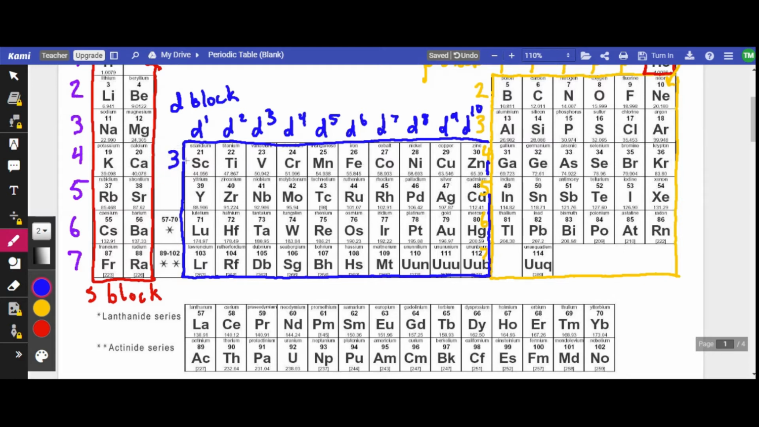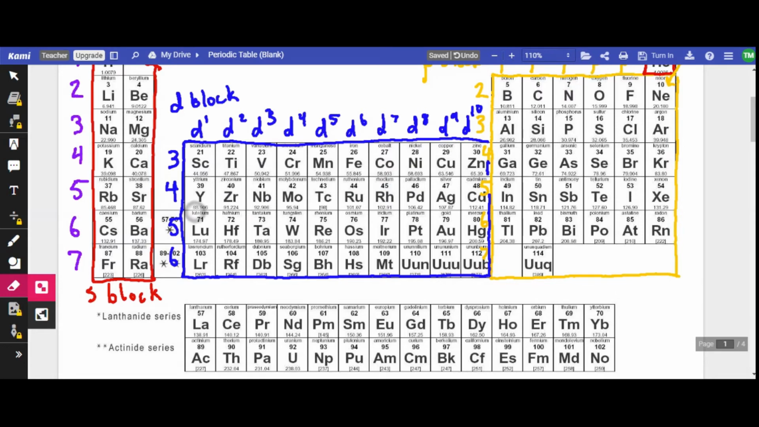This is going to be the 3rd energy level across here for the D block. This is going to be the 4th energy level across for the D block. This will be the 5th, and this will be the 6th.